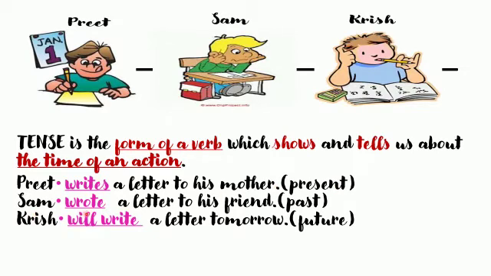Sam wrote a letter. Action which is already over. That is the past tense. Means already over. It's in the past. Krish will write means the action which is not over. He's thinking of writing. He is not writing. He has not finished writing, but he is thinking that he's going to write a letter tomorrow. So the action which is not over and the action which will take place in the future will be the future tense. So these are the three tenses we shall see in the next slide in more detail.